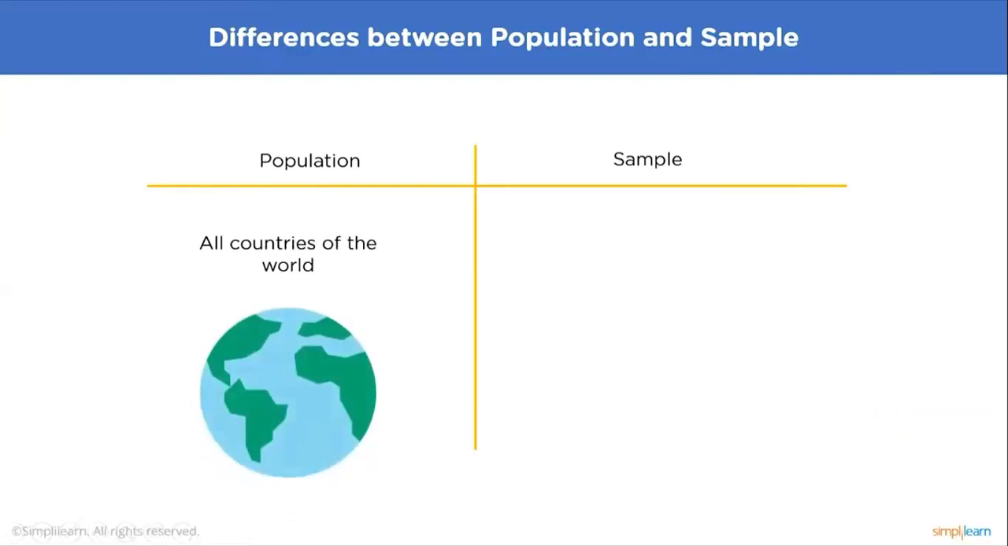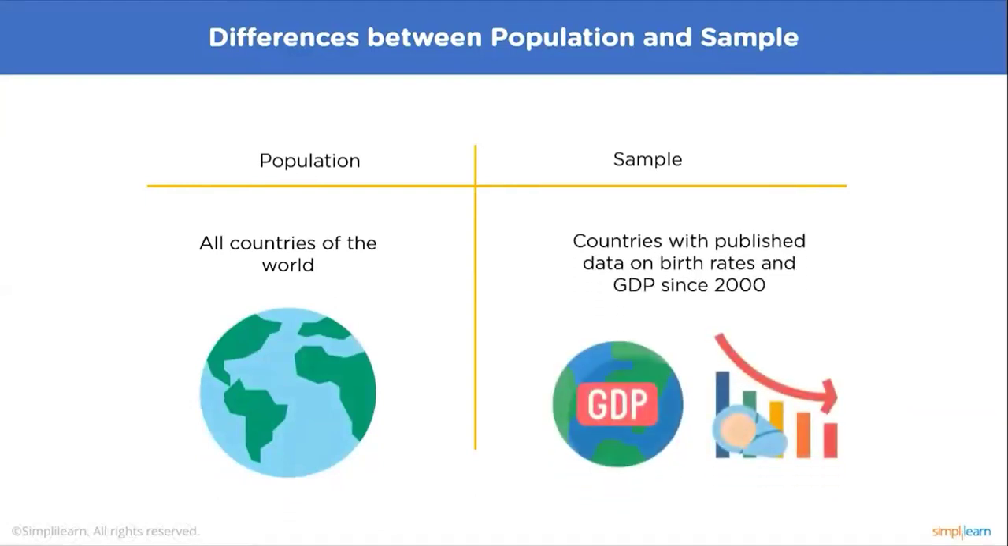Another example is all countries of the world. This represents a population of all the countries. A sample would be countries with published data on birth rates and GDP since the 2000s.